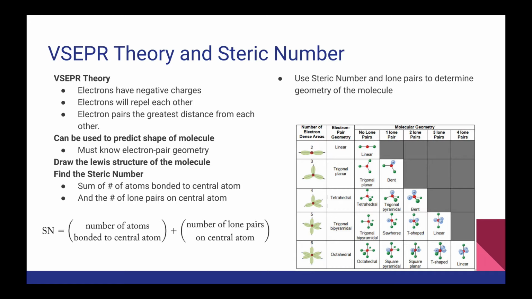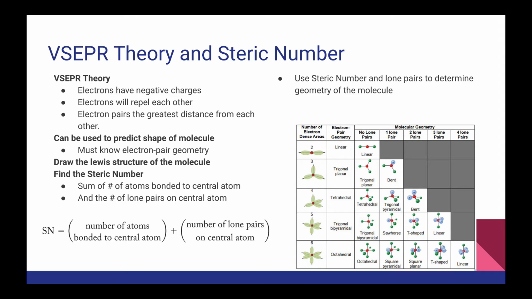Because we know that electrons will repel and find the arrangement that places them the greatest distance away from each other, we can now find the molecular geometry and bond angles of the molecule. In this image, we can see the different molecular geometries, which depend on areas of electron density. If we have a steric number of 2, then we have 2 electron dense areas. This means that the geometry is linear.